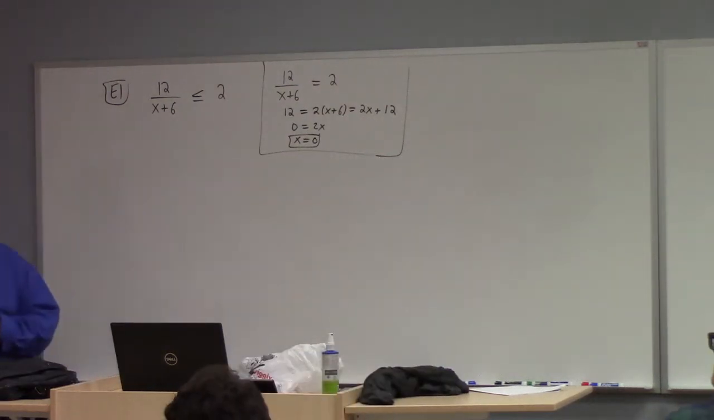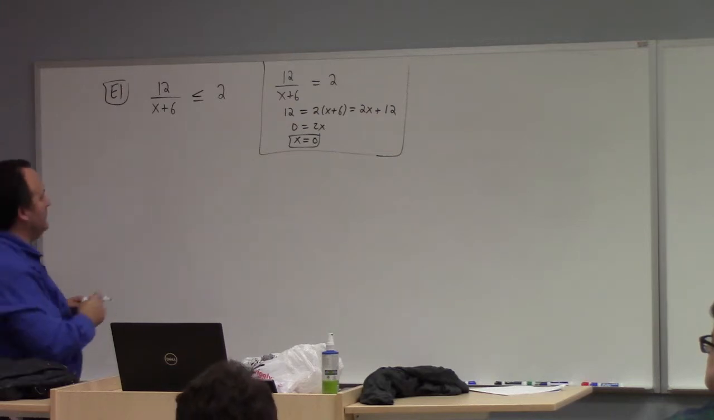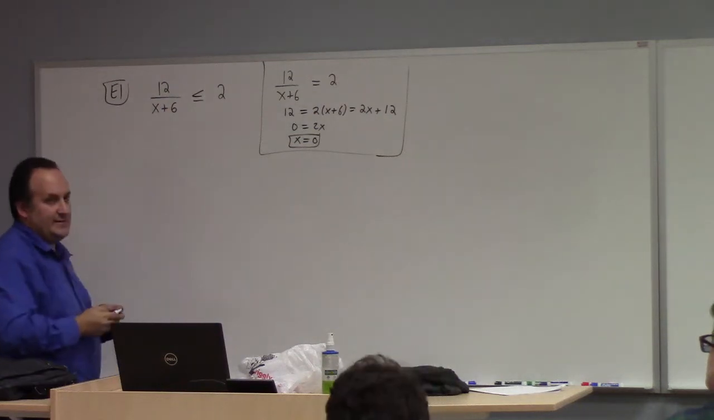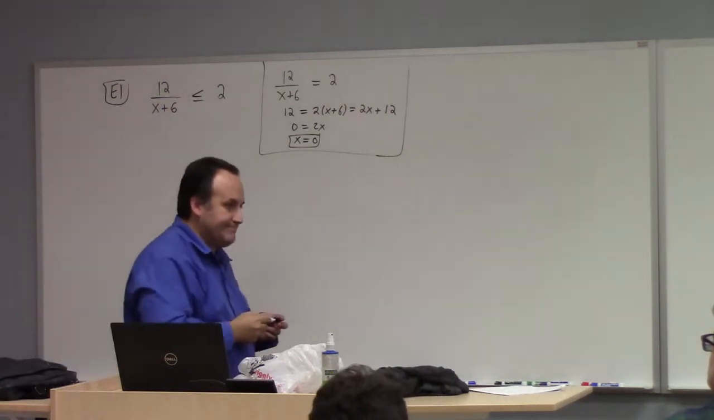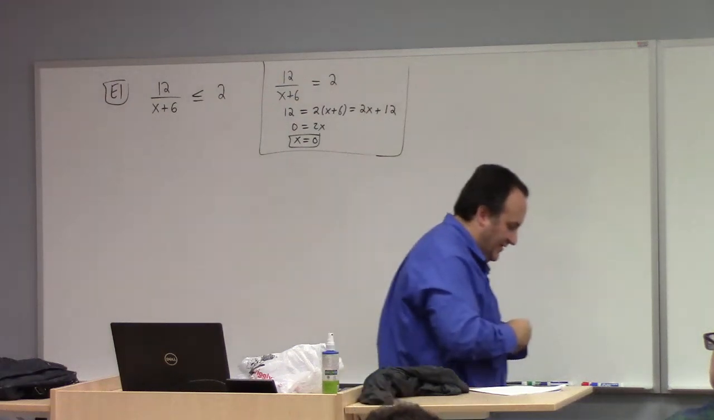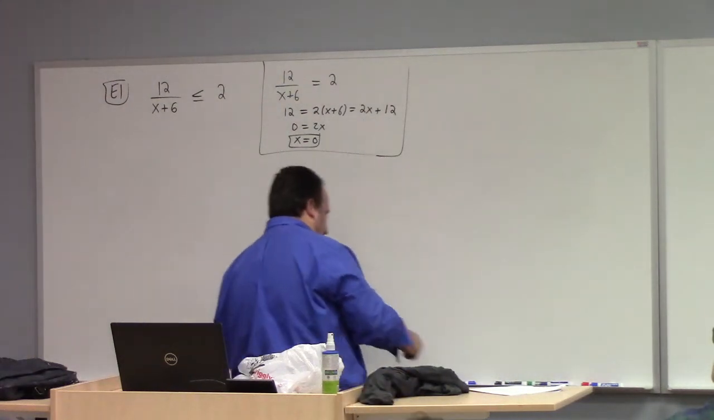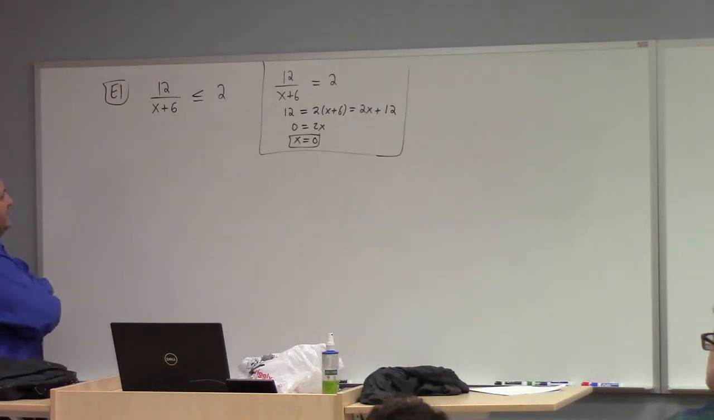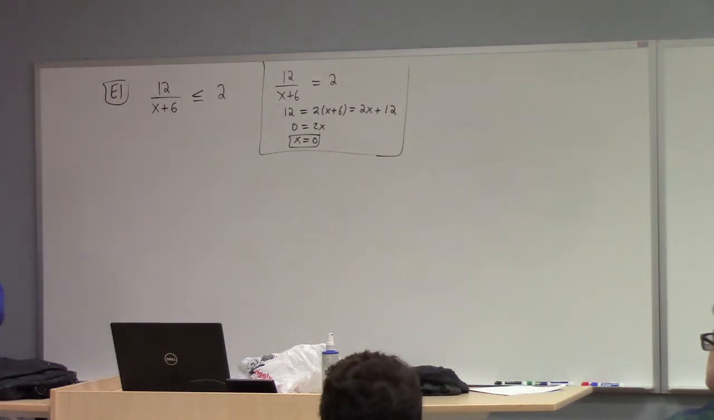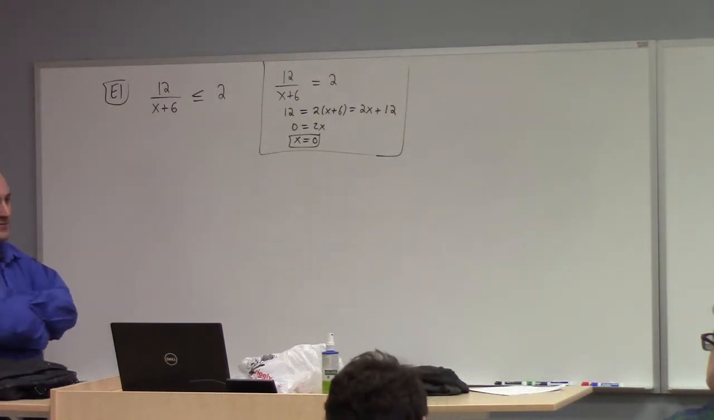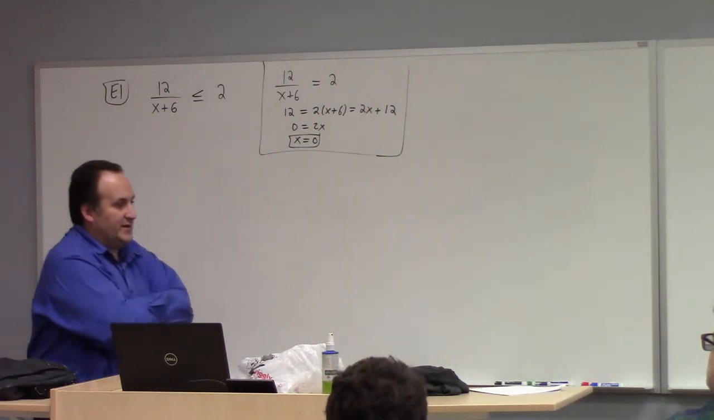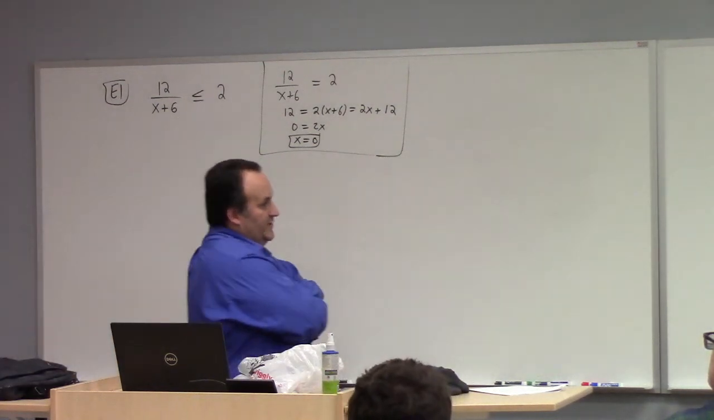However, this is not an equation. And for that reason, I would ask you, why don't we just multiply by x plus 6? Why is that actually not a good idea? What's the problem with just multiplying by x plus 6? It's an inequality, right? But what makes it dangerous? I mean, we can multiply inequalities by numbers, right? But then what's the trouble?